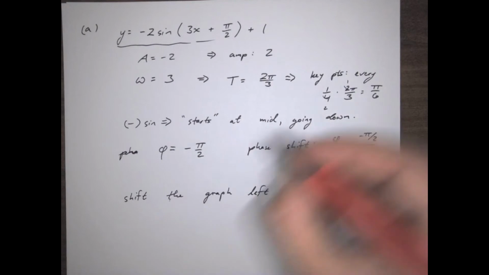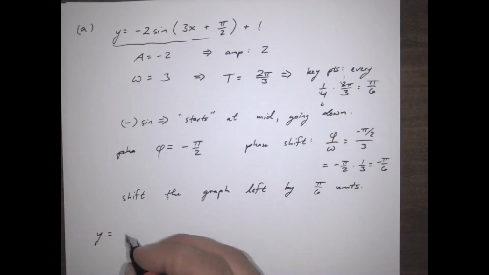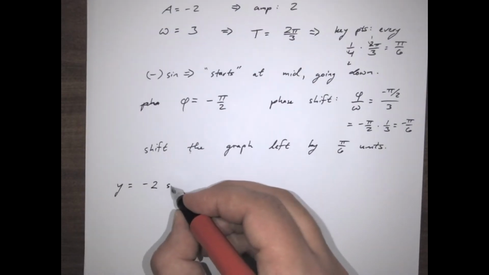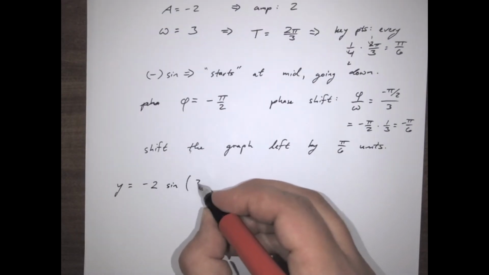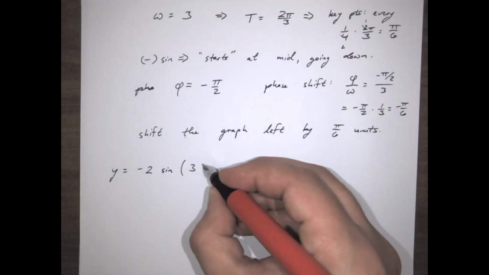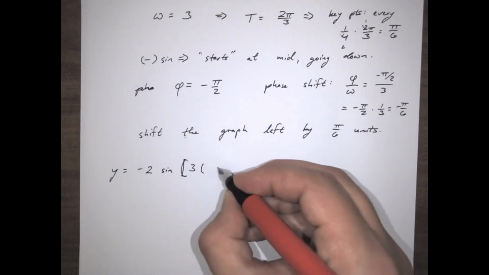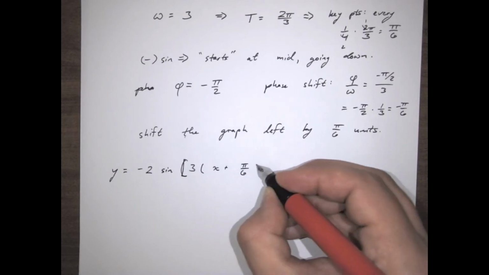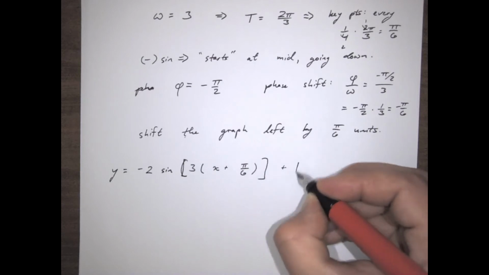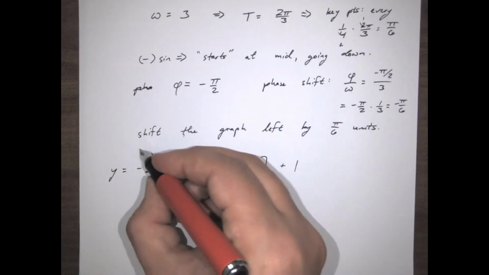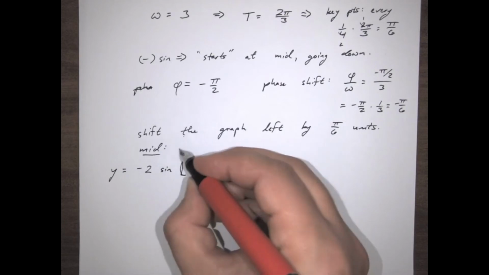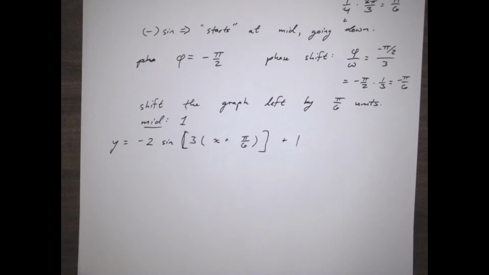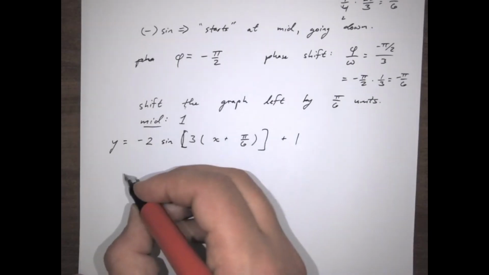So then, if we rewrite it using the other format, we'll have y equals negative 2 sine, and this is just what happens when you factor out the omega. We're going to have 3 times x plus pi over 6, all plus 1. Oh, I didn't say the midline yet. So the midline is at 1. Okay. So this means that the key points.